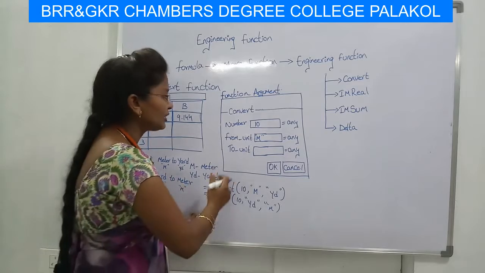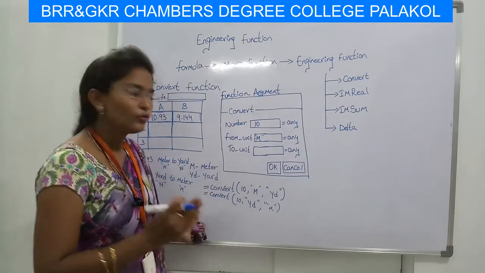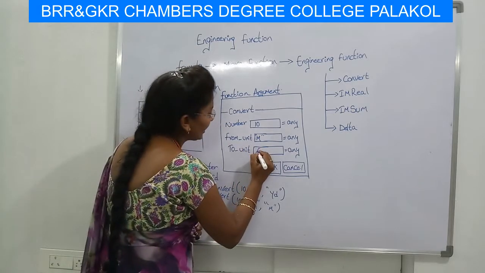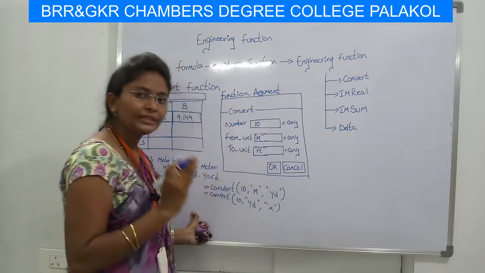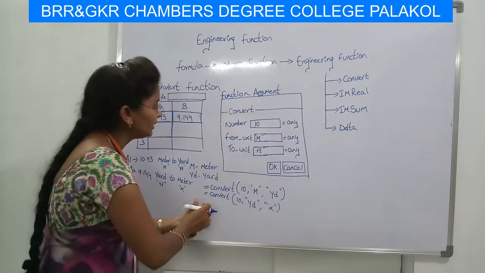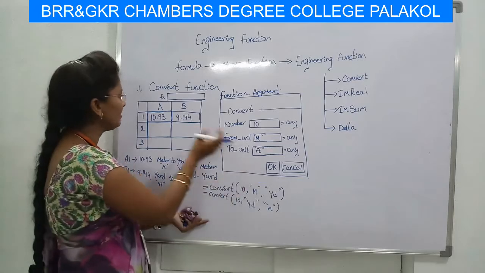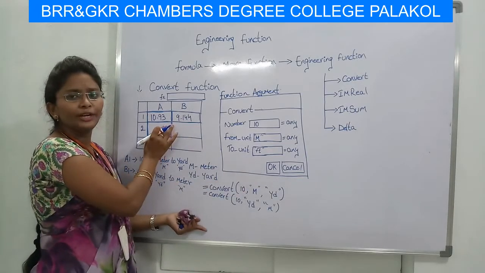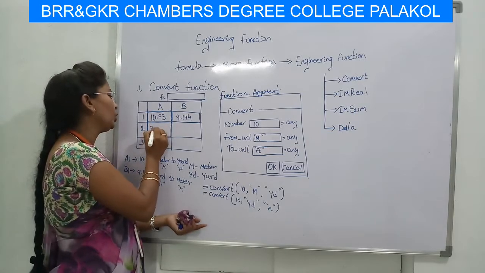And next, from meters I have to convert into foot, that means I have to enter FT. That means I am converting meter into foot. If you click on the OK button, the answer will be displayed in the A2 cell. The answer will be 32.80.